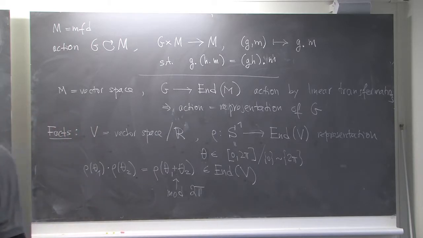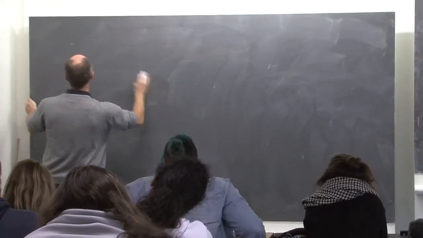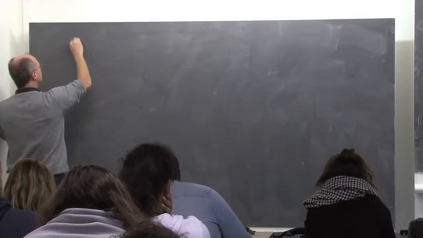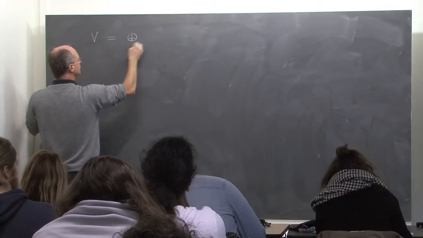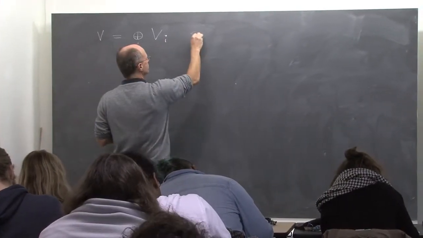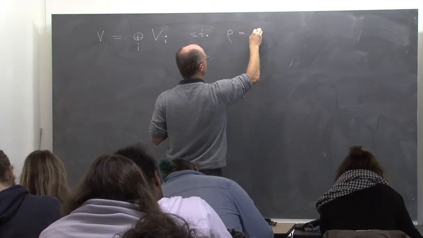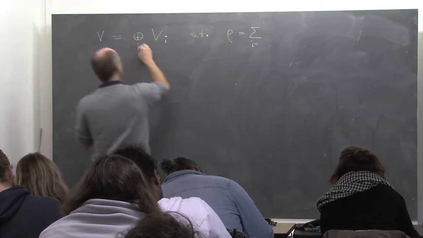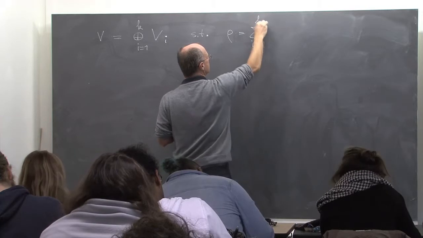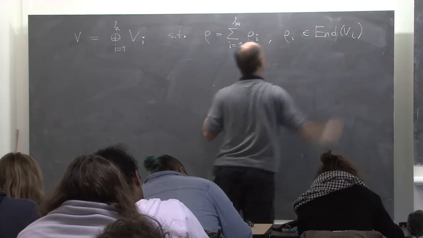So this is a definition of a representation of a circle on a vector space, on a real vector space. So then the fact is as follows. It turns out that V admits a direct decomposition into subspaces such that rho is a direct sum, let's say, from 1 to k of rho i's, where rho i is an endomorphism of Vi.